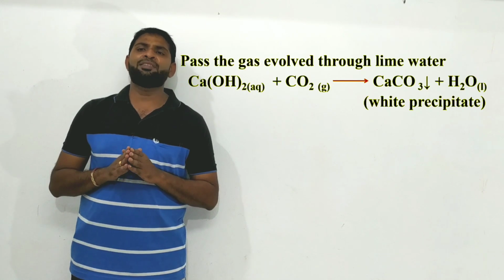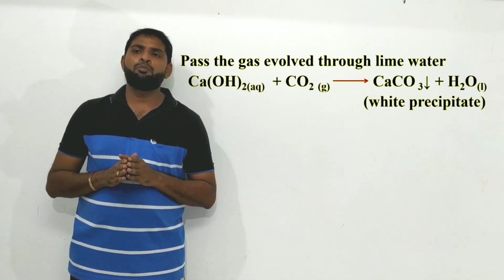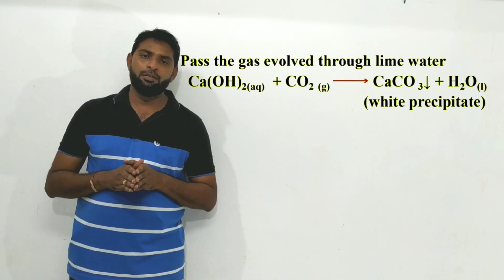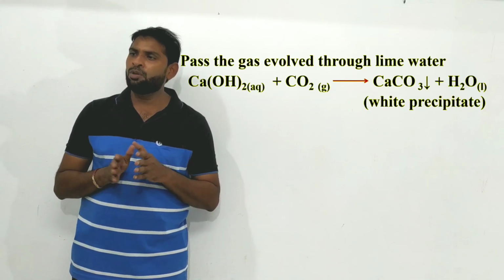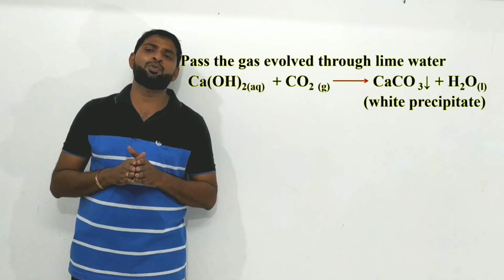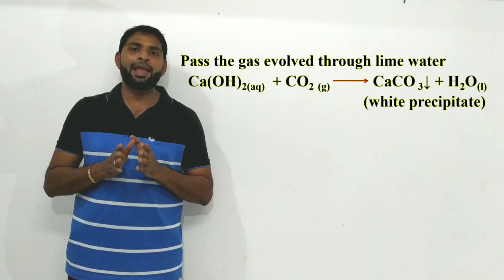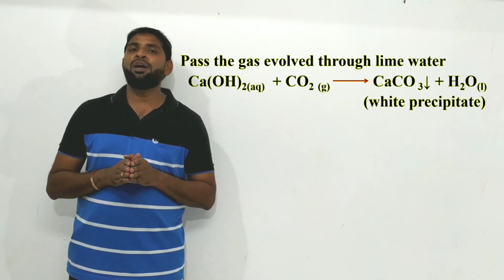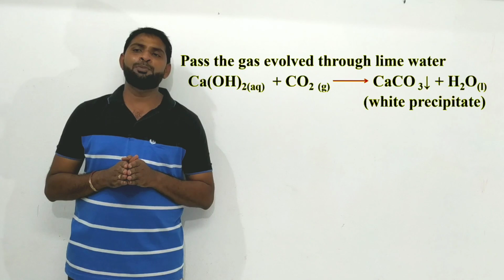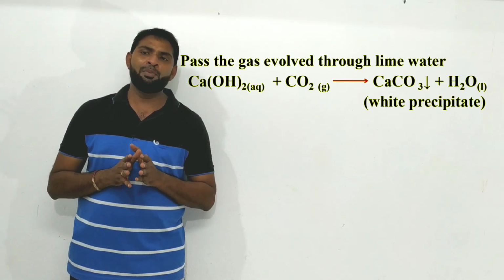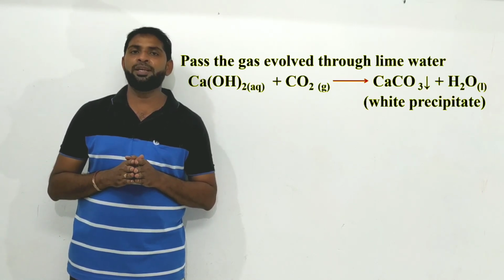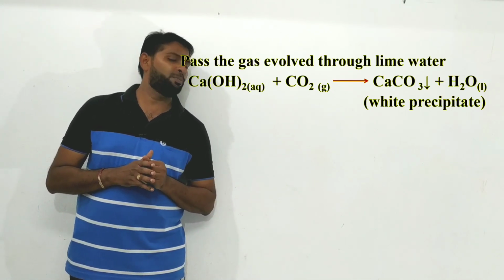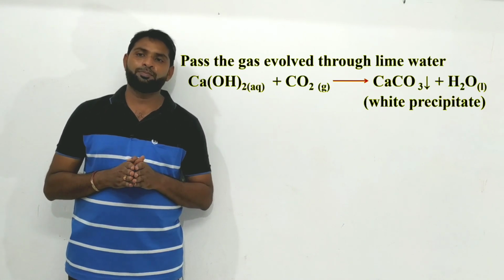Now pass the gas which is evolved through the lime water. What happens? The carbon dioxide produced here is passed through the lime water. Lime water means calcium hydroxide. It produces a white precipitate, which is calcium carbonate. So calcium hydroxide plus CO2 gives CaCO3, which is insoluble and is called a precipitate, plus water.